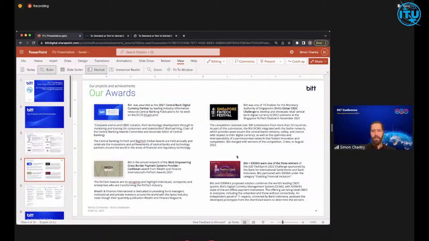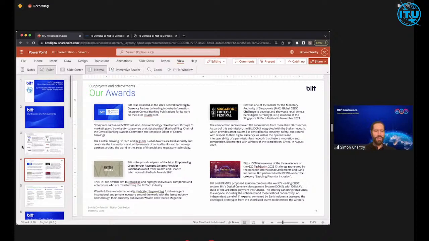Also very excited, we recently won the G20 tech sprint with our partners Idemia for an offline solution for the BIS and the Bank of Indonesia G20 tech sprint competition.